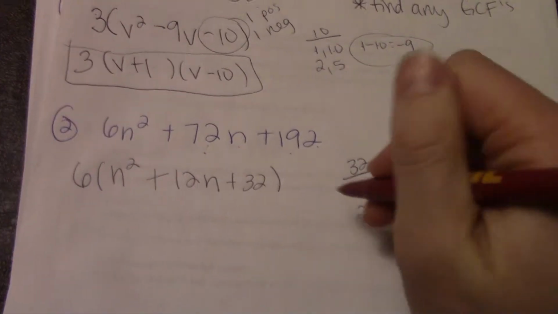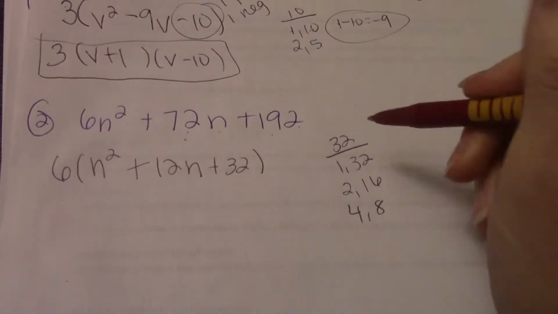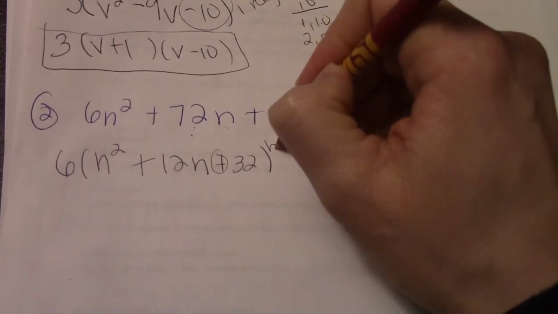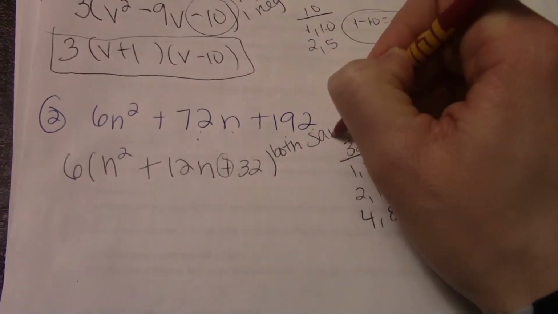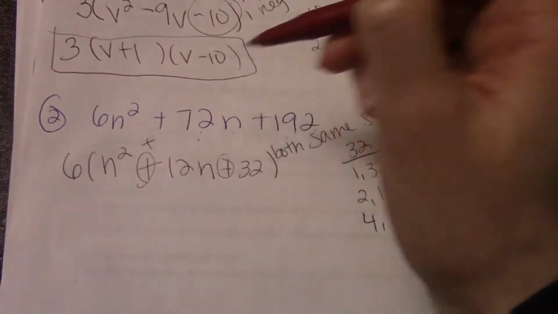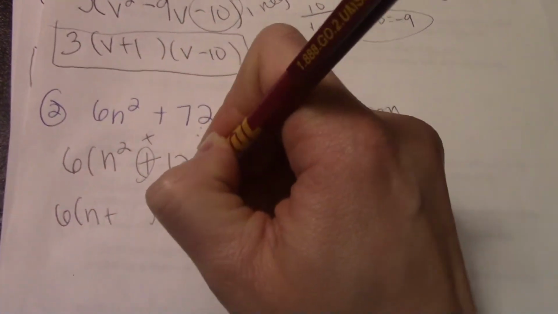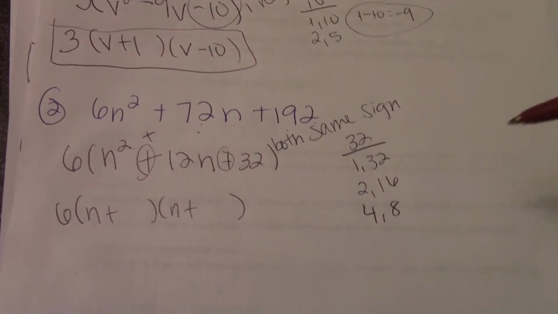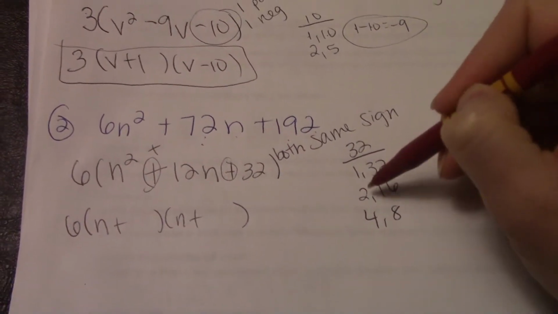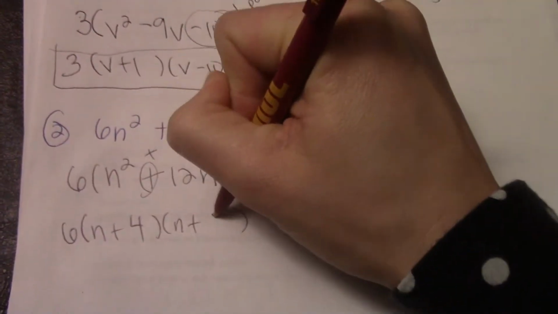3 doesn't go into it. 4 and 8. 5 doesn't go into it. 6 doesn't go into it. But we want to add. This tells us both the same sign. And this tells us we want them to be plus this time. Okay, so we're going to bring our 6 down. N plus, N plus. So which two of these add to be 12? 1 plus 32 is 33. 2 plus 16 is 18. 4 plus 8 makes 12. So 4 and 8.